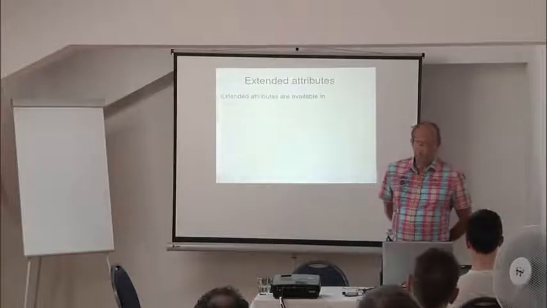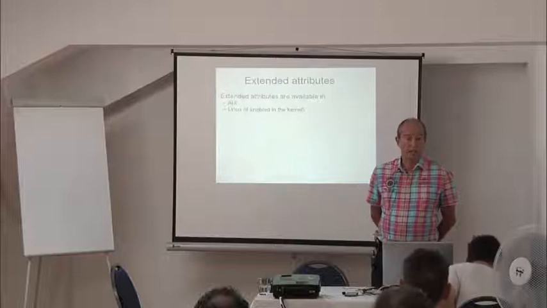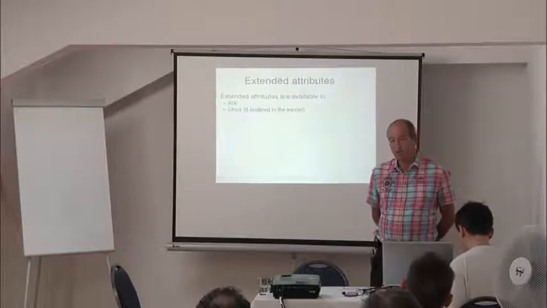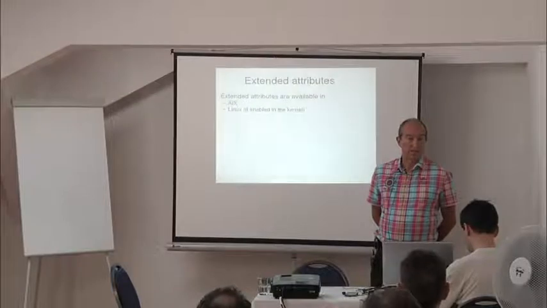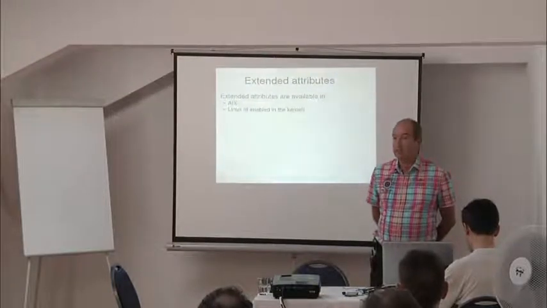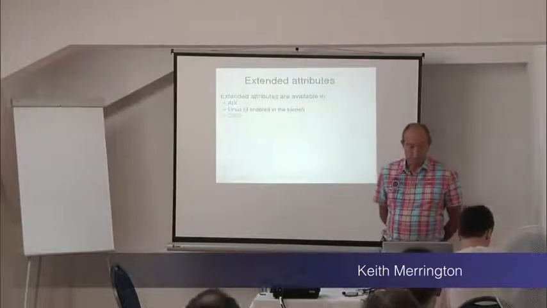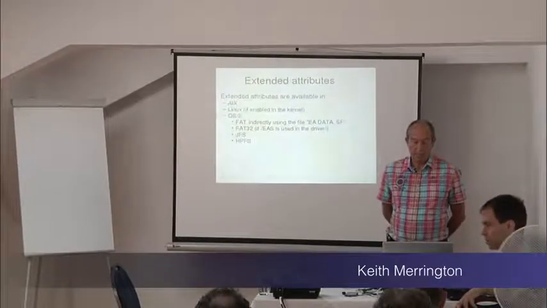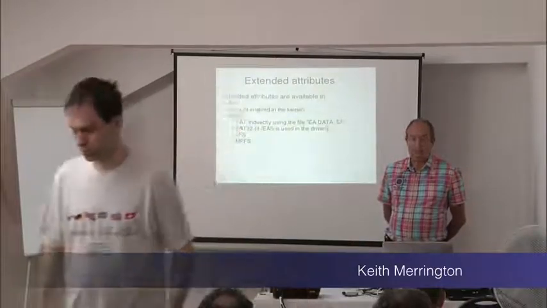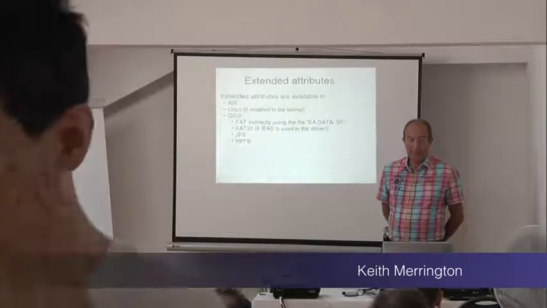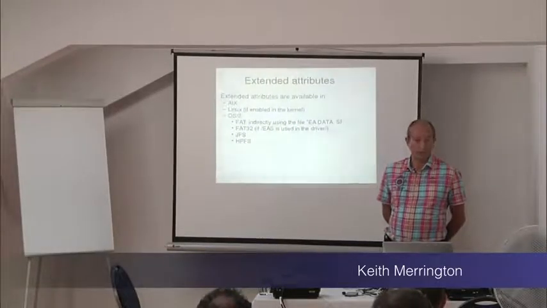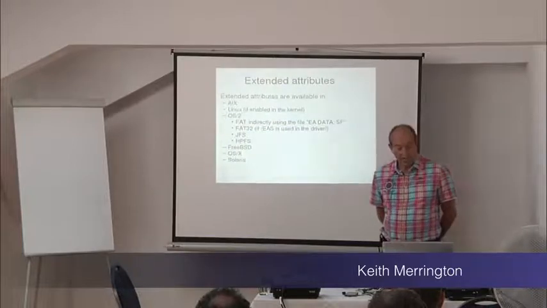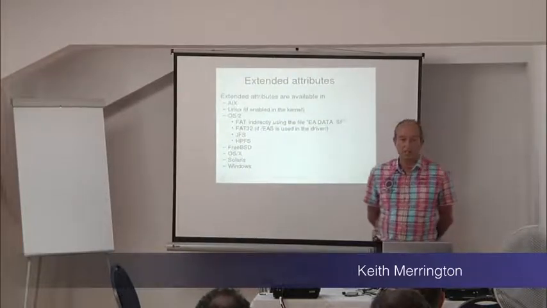Extended attributes you will find not only in OS/2, but in AIX and Linux. Sometimes it is enabled in the kernel, and any of you that have a NAS and start copying data from OS/2 to the NAS might or might not be able to transfer the extended attributes as well. In OS/2, of course, that is done in the FAT, and that is indirectly done by using the file EA DATA. SF, which we are all familiar with. In FAT32, as long as you have the option /EAS enabled, JFS and HPFS. FreeBSD, OS X, Solaris, and would you believe it, even Windows has extended attributes.